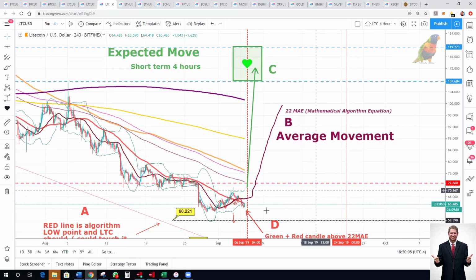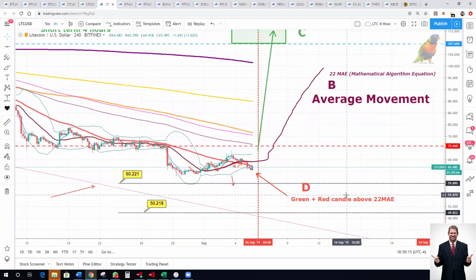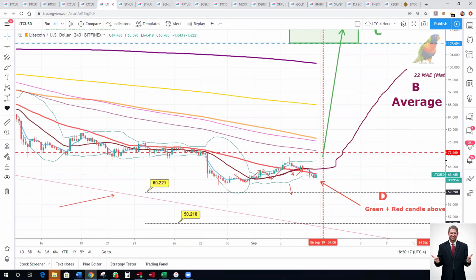So this is the 4-hour chart. We're right there on the bottom there now, exactly as I thought we were going to do. And I'm going to show you what happens next, according to our data.